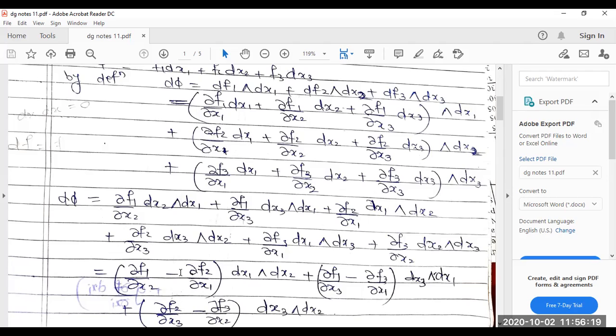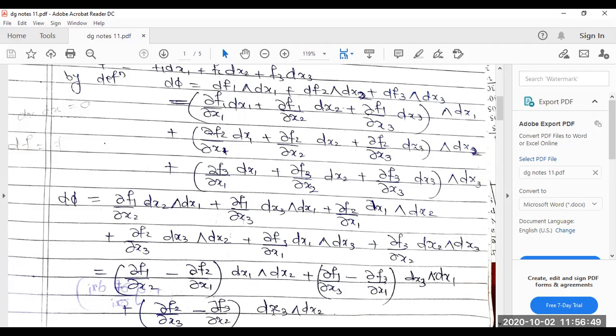Now let us write down the expression for d²ω, that we want to prove d²ω should be equal to 0. If you see this expression very clearly, when we evaluate the exterior derivative again, it should be equal to 0, because here we have a wedge product of dx1 dx2, here a wedge product of dx1 dx3, and a wedge product of dx2 and dx3.